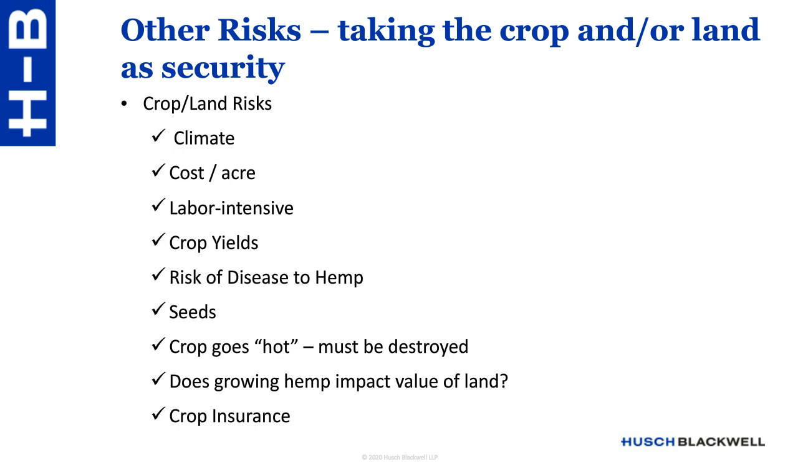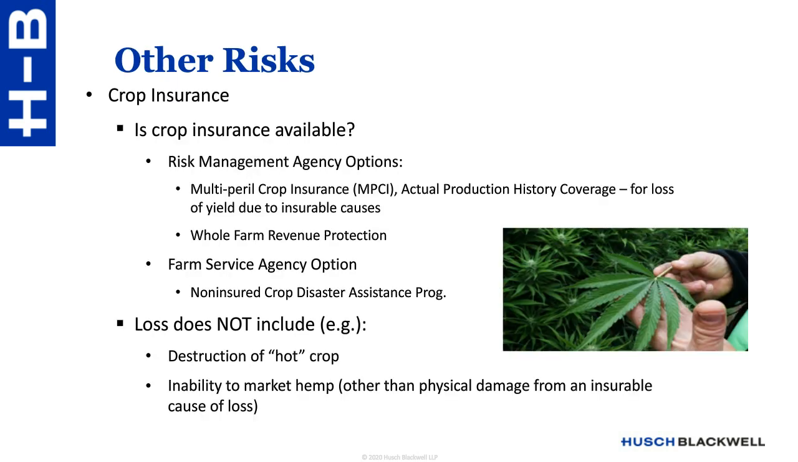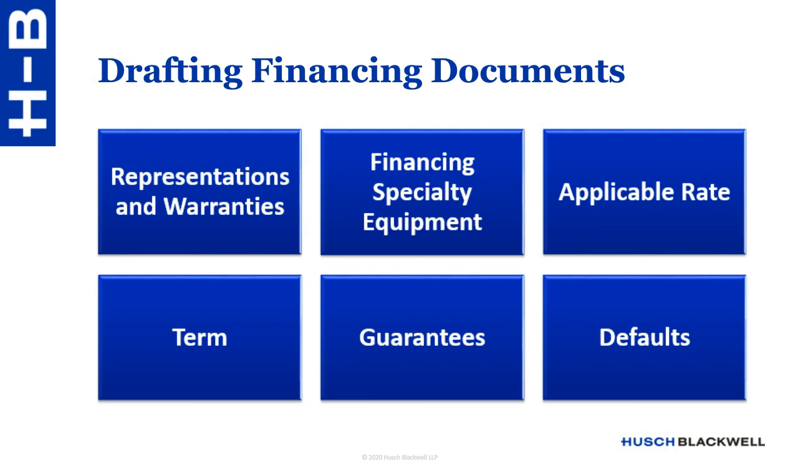And then moving on to crop insurance, Steve had alluded to this as well. Certainly there are private potential options, but there is a Risk Management Agency option for multi-peril crop insurance. These are relatively recent, as well as a Farm Service Agency option. Now, important to point out that a covered loss would not include, for example, destruction of a hot crop, or the inability to market the hemp. And there's certainly other important losses that would not be covered. So with that, I believe I am sending it back over to Steve.